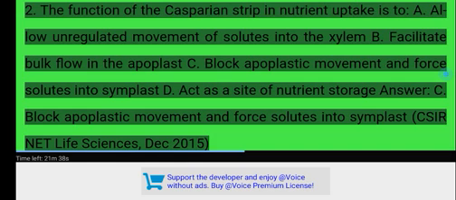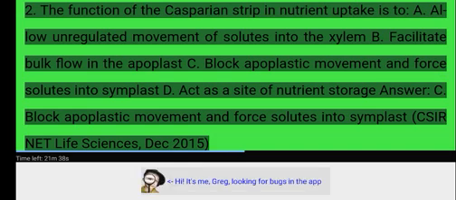2. The function of the Casparian strip in nutrient uptake is to: A, allow unregulated movement of solutes into the xylem; B, facilitate bulk flow in the apoplast; C, block apoplastic movement and force solutes into the symplast; D, act as a site of nutrient storage. Answer: C, block apoplastic movement and force solutes into the symplast. CSIR NET Life Sciences, Dec 2015.